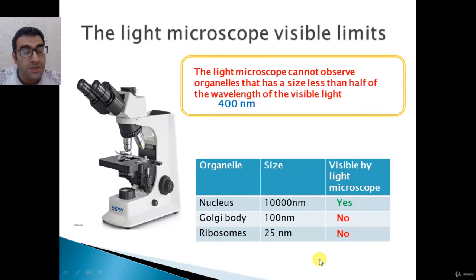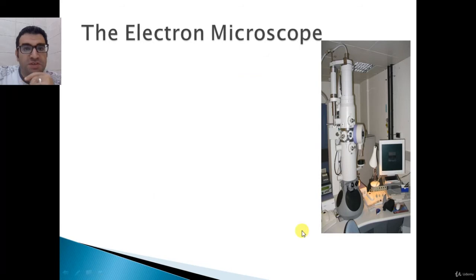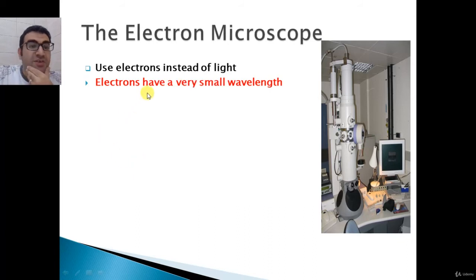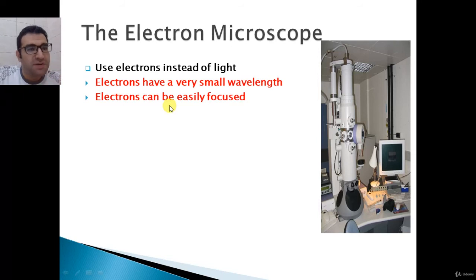So the light microscope has two limits: resolution limits and visible limits. What's the solution for those limits? It is using the electron microscope. The electron microscope has improved resolution and improved visualization. Why? Because it uses electrons as a source of light instead of the light used by the light microscope. That's why it's called the light microscope, because it uses light. This is the electron microscope. It uses electrons. Those electrons have a very small wavelength and can be easily focused on the specimen.